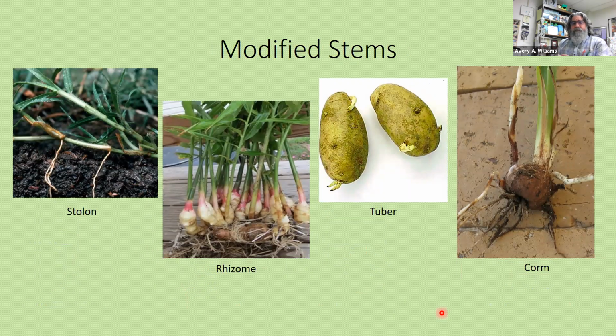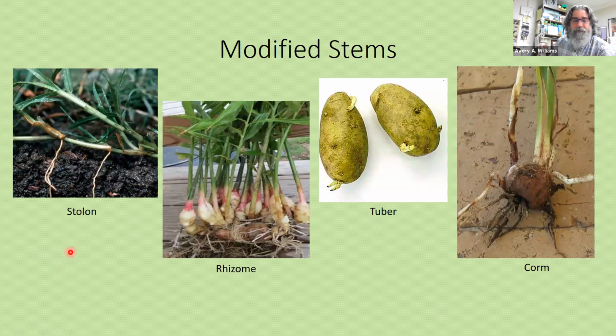Next are modified stems. Okay, so far, the stem was like a third of the plant. Maybe you got roots and stems and leaves, and the stems were kind of like the go-between, the liaison between the roots and the leaves, and that supports the leaves, et cetera. But that's kind of just general. But you can have modified stems to do other things, okay? Here I identify 4 types of modified stems.